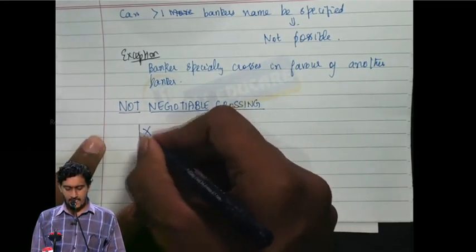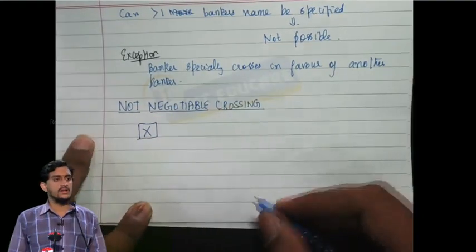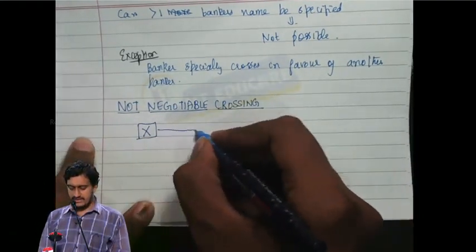X is there. X is giving a bearer check to Y.